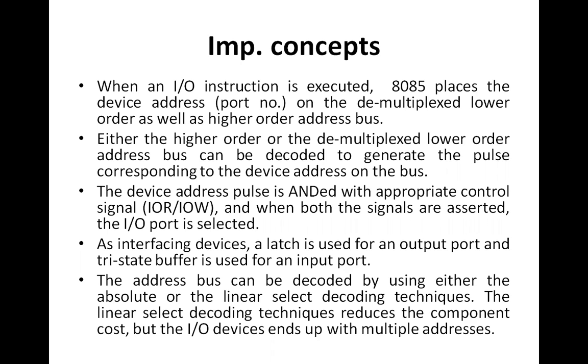The linear select decoding technique is also known as partial decoding. It reduces the components, so it is going to be economical, but the input output devices end up with multiple addresses, because if we are using partial decoding instead of absolute decoding, for a particular input output device we can get multiple addresses. So partial decoding is used in small systems, but for large systems we always prefer to use absolute decoding.